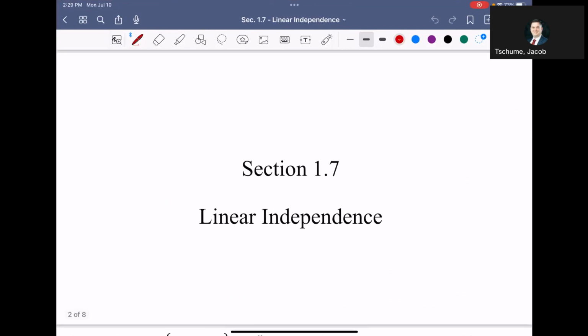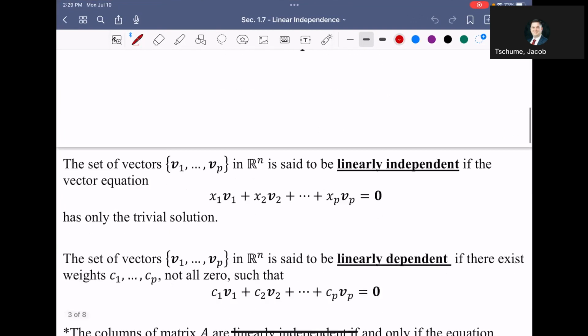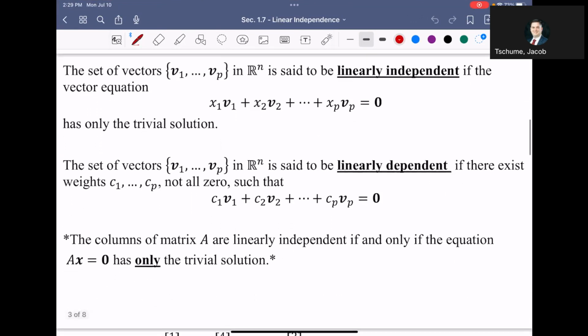All right, in this video, we're going to be moving on into section 1.7, and we're going to talk a little bit about linear independence and also its opposite, which is linear dependence. So first thing I want to do is a couple basic definitions about what these are and how we're going to go about finding them.